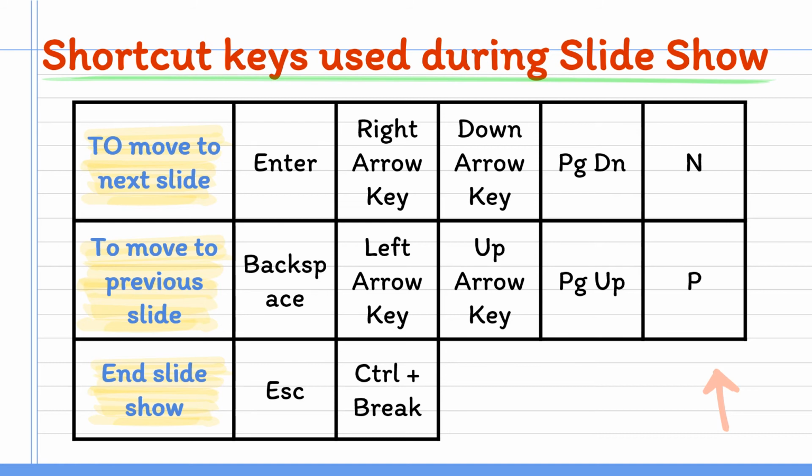To move to the previous slide, we can use backspace key, left arrow key, up arrow key, page up and P. You can use any one of these keys to move from one slide to the previous slide during the slideshow. And if you want to end the slideshow or cancel the slideshow before finishing or in between, you can press the escape key. Or you can also use the Control plus break key combination to cancel the slideshow.